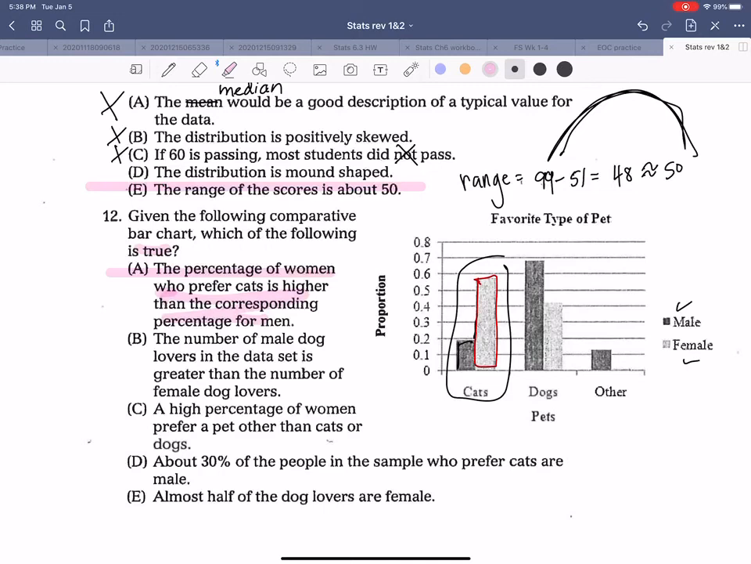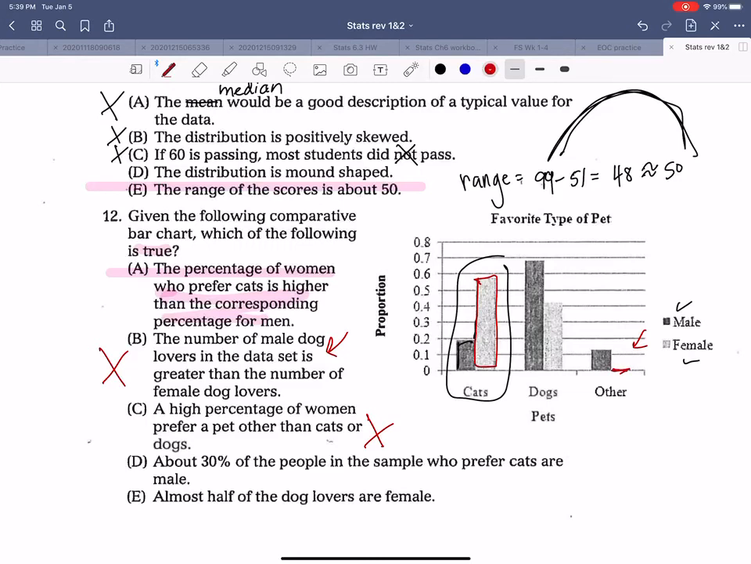Let's look at the other ones. The number of male dog lovers in the data set is greater. Okay, we don't know how many men we talked to, so we can't find out that information. A higher percentage of women prefer a pet other than a dog. We don't have that. In fact, there's no data of women that prefer other.